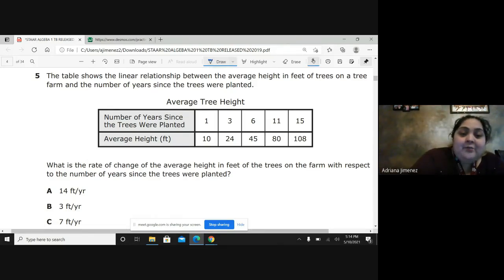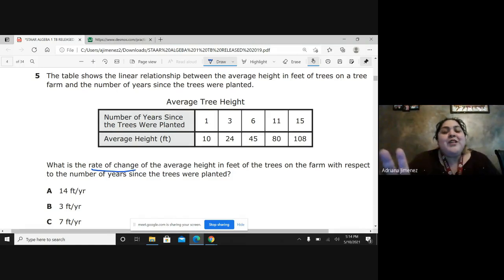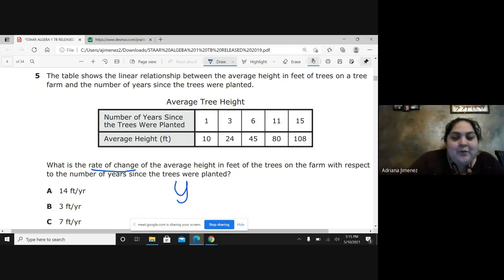All right. Right here it says rate of change. So right away I know I'm looking for slope. Okay. So I don't need to know what this represents. I just need to know that they're looking for slope. So if I would have looked at my formula chart, then I would have known that slope is y2 minus y1 over x2 minus x1. Okay?